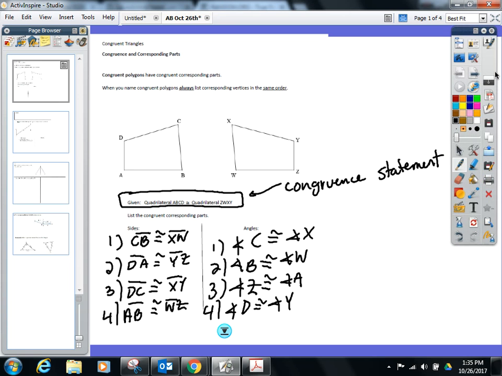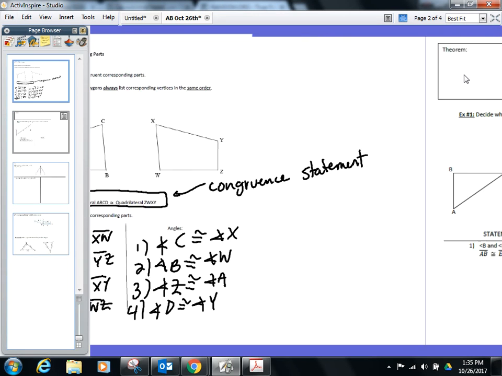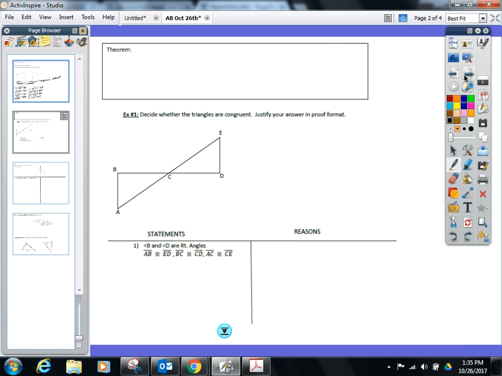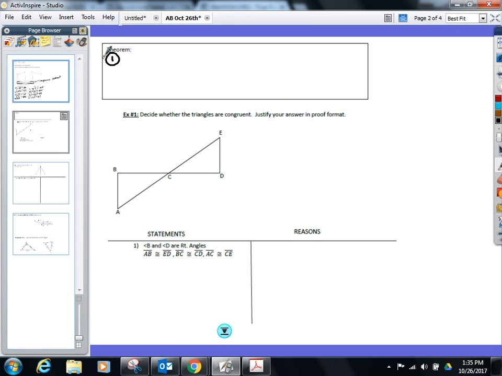So when are two polygons congruent? All right? And this is going to be theorem number 1. How did I know quadrilateral ABCD was congruent to WXYZ? Here's how I knew. If two polygons are congruent, all corresponding sides and angles are congruent.